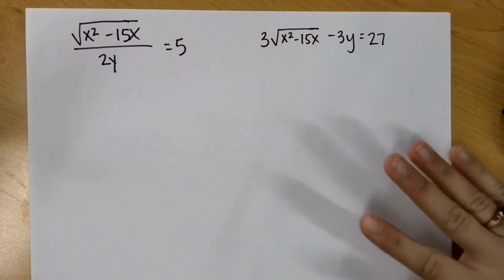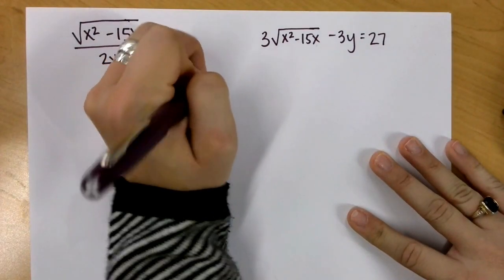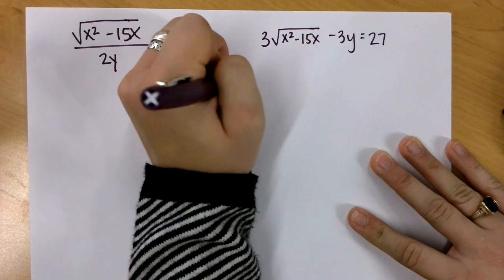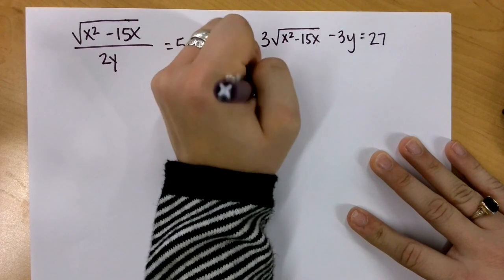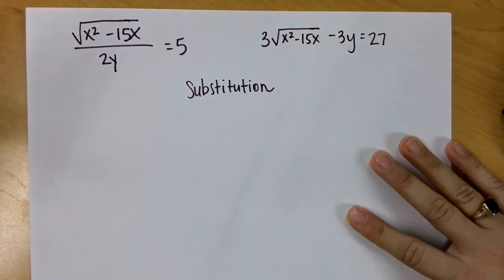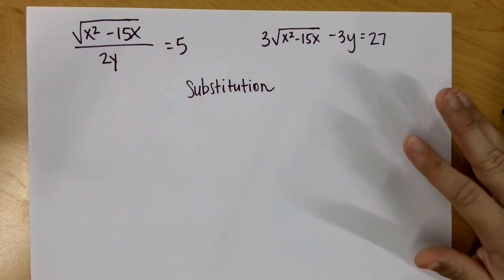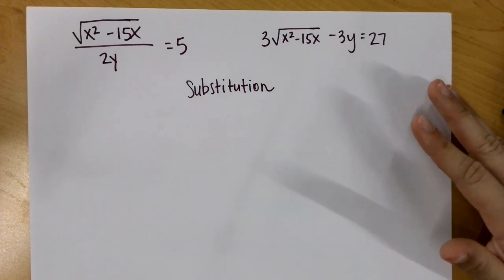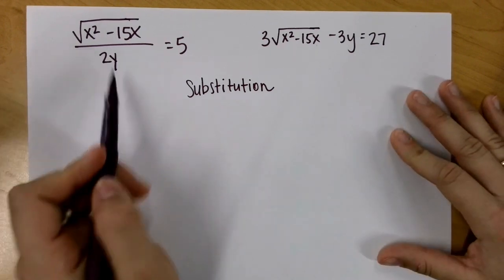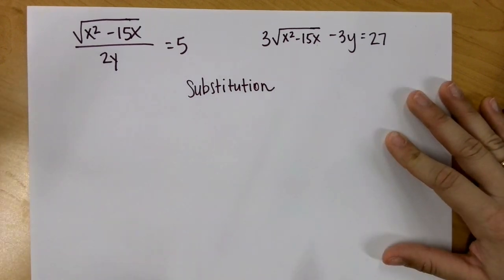So luckily there is a method called substitution. And particularly in this case, we call it U substitution. You'll hear about that more when you get to calculus. Okay, we're going to use a variable to replace a part of this equation so it's easier to solve.